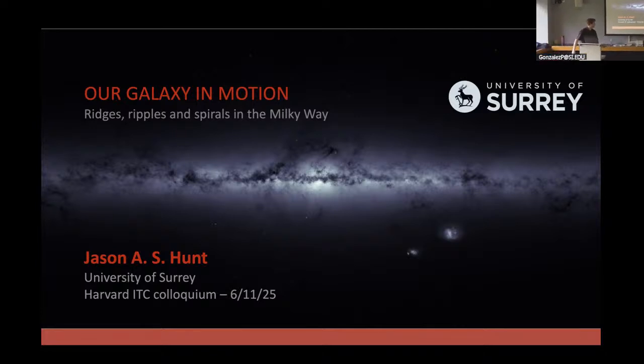You good? Cool. So yeah, I am mostly a Milky Way or galactic disk dynamicist or chemodynamicist. And so I'm here to talk today about the ways that our galaxy deviates from that traditional equilibrium disk. So ridges, ripples, and spirals across the Milky Way.